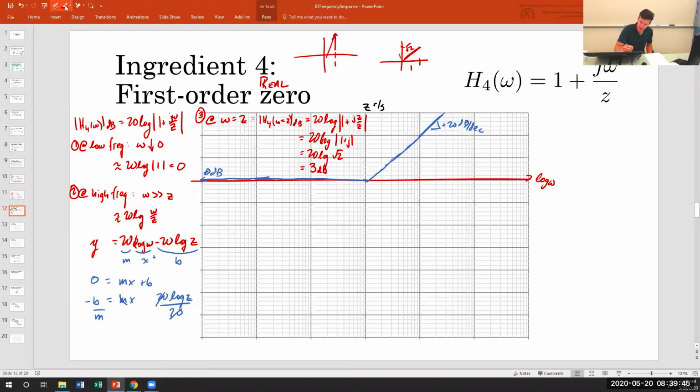Okay, so what we've just decided is that the asymptotic lines here meet at z radians per second, comma 0 dBs, but that's not true, because the true value of this magnitude is 3 dBs at this frequency. So we have to be actually passing through that point. Did that erase itself? Yes. So this is 3 dBs up at z radians per second.